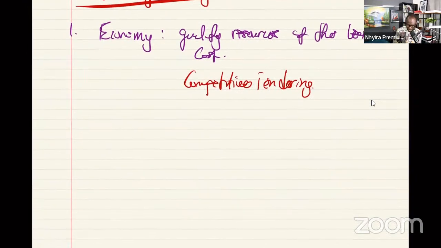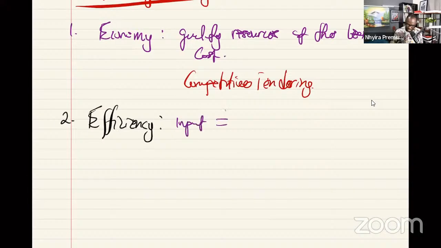But once the resources are obtained, they must be put to use. So the second component of assessing value for money is efficiency. What is efficiency? Efficiency simply has to do with comparing our input versus the output. In other words, efficiency means obtaining the best possible outcome from the utilization of resources.